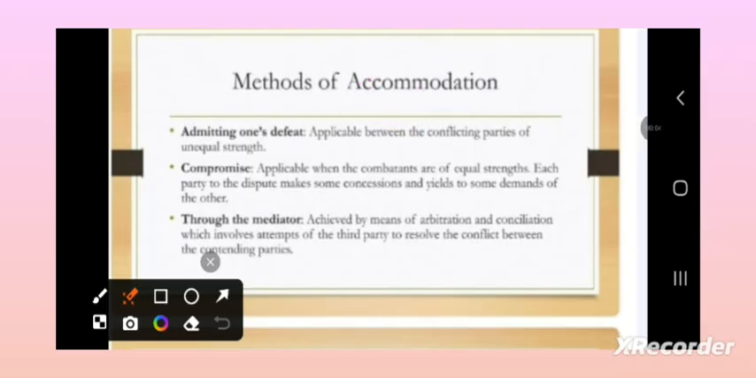Methods of accommodation. Admitting one's defeat. This applies between conflicting parties of unequal strength. The weaker party surrenders or concedes to the stronger one, ending the immediate conflict. Compromise. Applicable when the combatants are of equal strength. Each party to the dispute makes some concession, gives up something, and yields to some demands of the other party through the mediator.